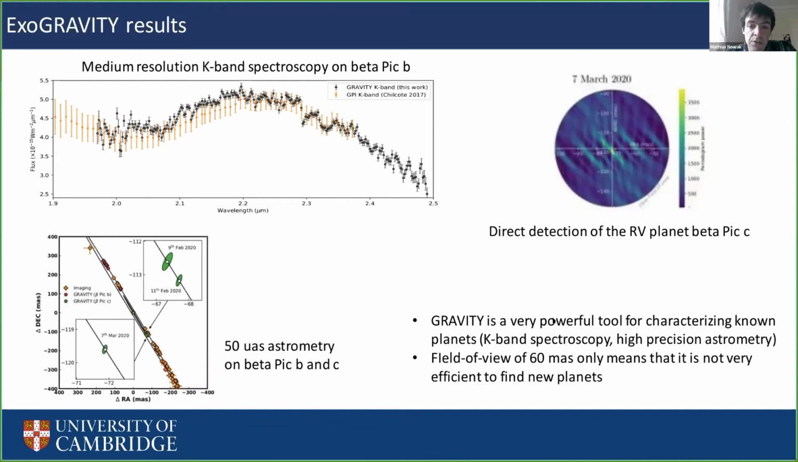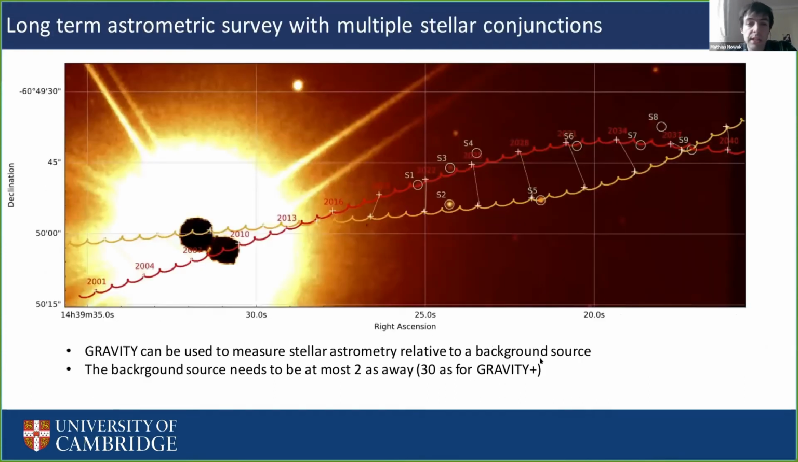It has some limitations, mainly the fact that the field of view of the instrument is limited by the use of a single mode fiber to about 60 milliarcseconds, which means that it's very difficult to use the instrument to search directly for planets. It's almost impossible actually. What you can do though is an indirect search for planets. For example, looking at the astrometry of a star using the high precision astrometry of the instrument and trying to detect the reflex motion of a star induced by a planet orbiting around it.